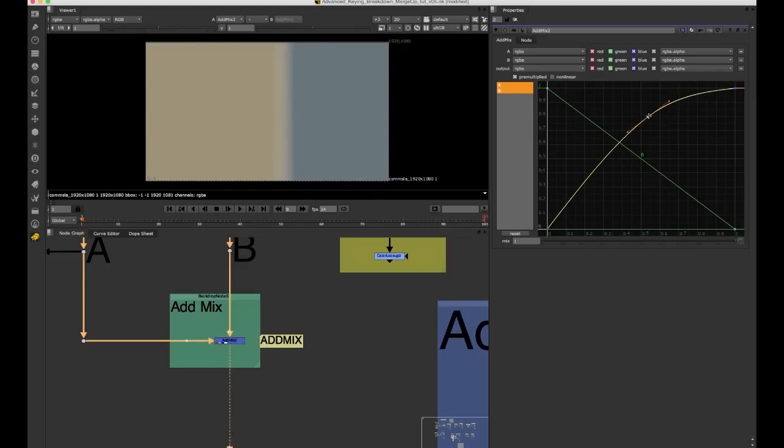I'm tweaking the A side. And likewise, if I bring it down, I'm not adding enough of A, causing it to look dark, because B is not compensating for it. So that is on the A side, and I can do the same on the B side.